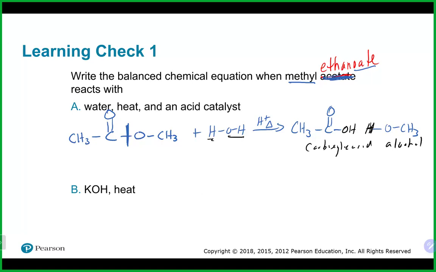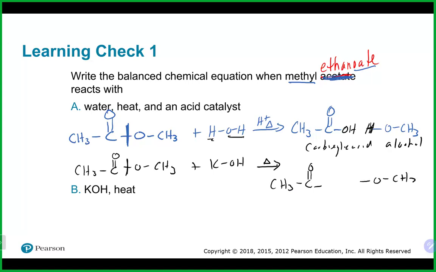Bottom one, we're starting with the same thing. Actually, I'll just draw a little bit higher here. Different here, though, we are adding KOH, which is, again, a strong base. So remember, in this case, we're still going to break it apart here. We're still just going to draw the parts to it. We just have to make sure we build it correctly at the end, and we'll end up with this. In both cases, we always get the alcohol back.